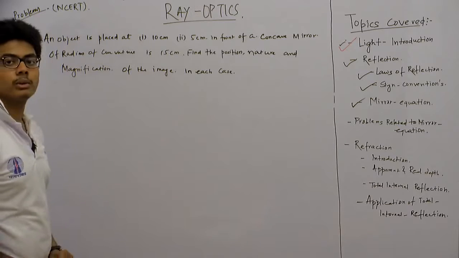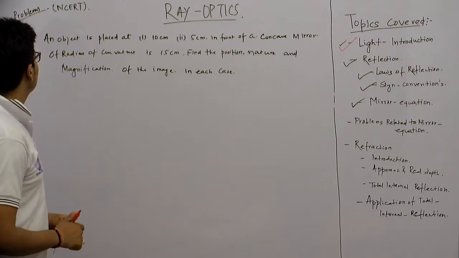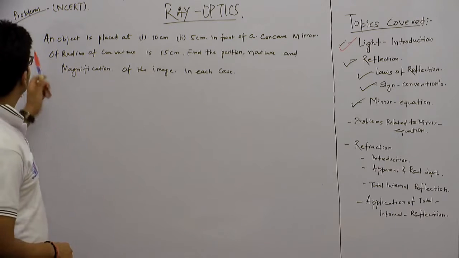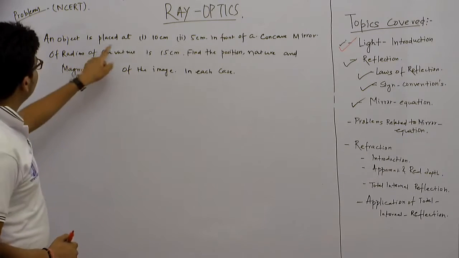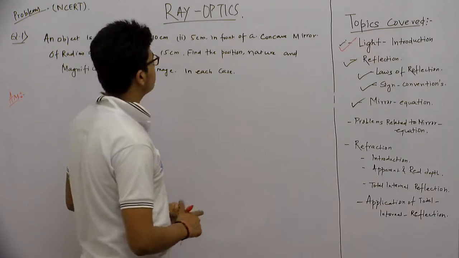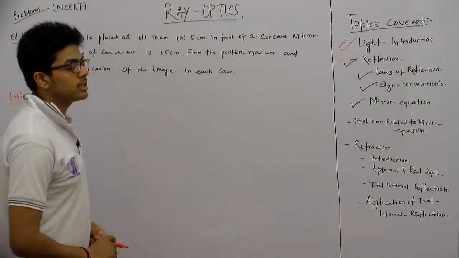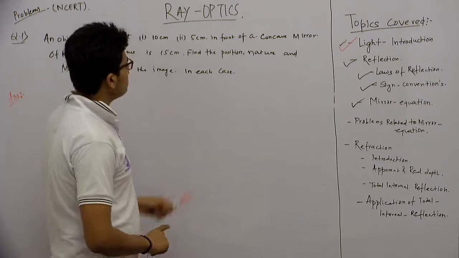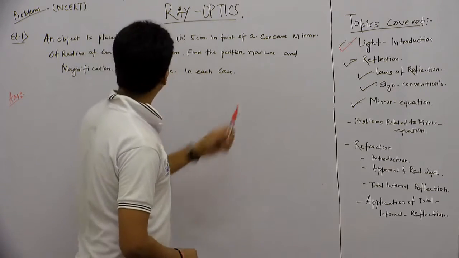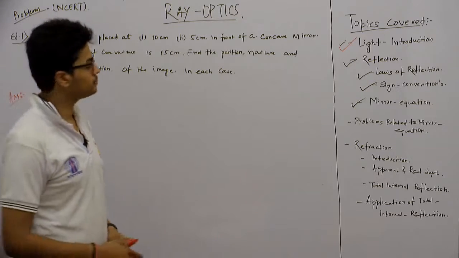Now coming to the questions part. First question. It is based on NCERT in-text questions. The question is, an object is placed at 10 centimeters first and second 5 centimeters in front of a concave mirror of radius of curvature 15 centimeter. Find the position, nature and the magnification of the image in each case.